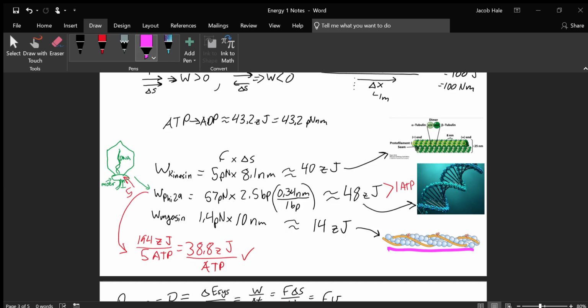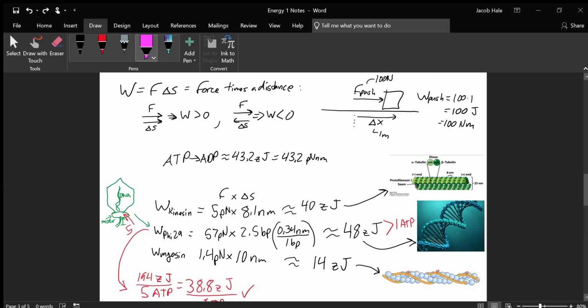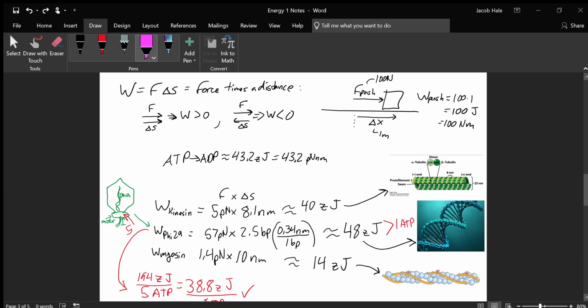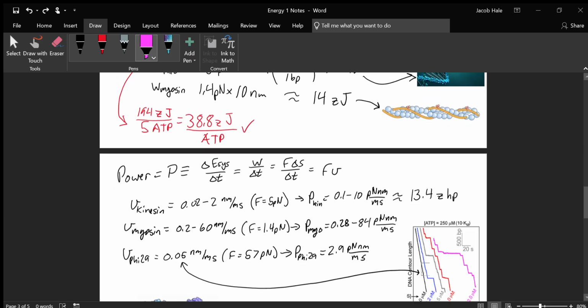Okay, so that's interesting. But you can see that it doesn't do as much work as kinesin does. It has a relatively small pulling force, though it has a bigger step. The units on the actin are further apart, so its step is bigger, but its pulling force is smaller. Okay, so now let's go and talk about power.